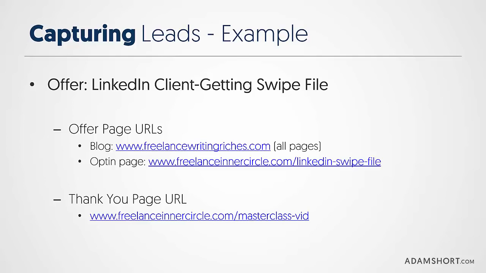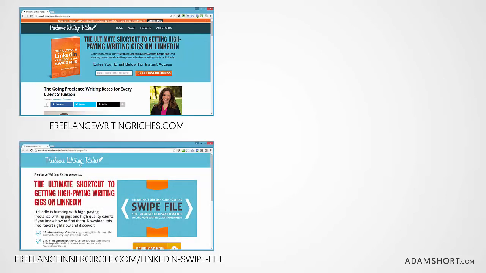So visually, here's how this looks. We have people coming to freelancewritingriches.com, which again is our blog. They're visiting lots of different pages on that blog, many of which contain an opt-in form. Some of them are also coming to our dedicated opt-in page at freelanceinnercircle.com/LinkedIn swipe file. Those are our two offer pages, which were listed in the last slide.